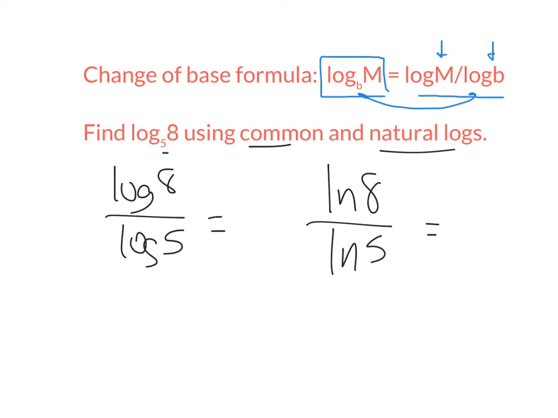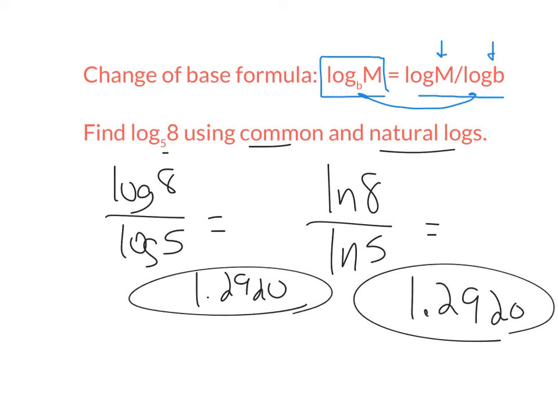So I'm punching it in right now, log 8 over log 5, and I get 1.2920. You might have punched that in with me. The second one, I'm punching it in also, natural log 8. Make sure you close your parentheses over natural log 5. Got the exact same answer, because it doesn't matter what base you change it to as long as you change it to the same base. And again, these two bases are by far the most popular because your calculator does both of them. No need in changing a base 5 to a base 3 very often, because your calculator doesn't do base 3.